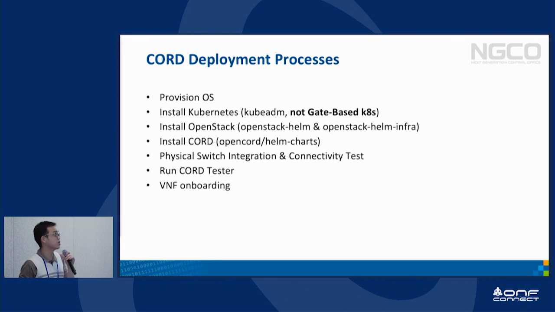This is our code deployment process detail. Because we do everything from scratch, we start from provisioning OS, then install Kubernetes, then install OpenStack, install core, then physical switch integration and the connectivity test. Finally, we run some code tests to do the test and VNF onboarding to do the validation.